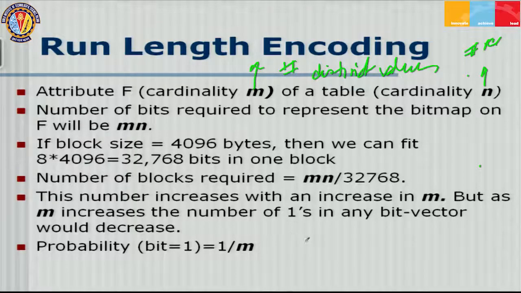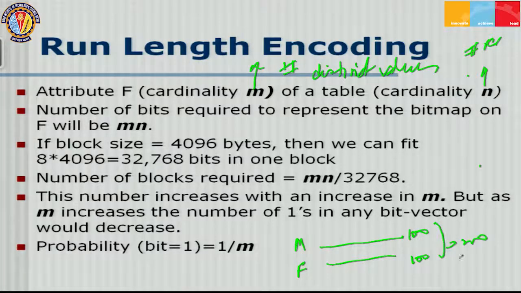Suppose there are two distinct values, say male and female, and there are 100 records. There will be 100 bits for male, and similarly 100 bits for female, so the total bits would be 200. So 200 is nothing but 2, that is the cardinality, into 100. If the block size is 4096 bytes, that is 4 kilobytes, then we can fit around 32,768 bits in one block. The total number of blocks required for any bit sequence would then be given by mn by 32768, and this number increases with an increase in m.